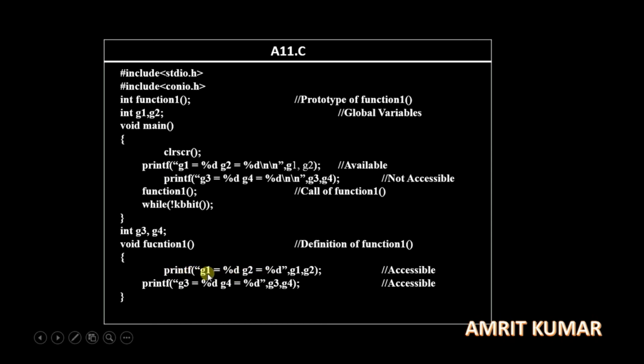So I am declaring g1 is equal to %d. So it is going to be accessed here, and g2 is equal to %d. So it is also going to be accessed here. Whatever value g1 and g2 contain will be replaced in this format specifier. After that I have used a printf function again, and in that I have declared g3 equal to %d, g4 is equal to %d. So whatever the values of g3 and g4 contain will be replaced here.